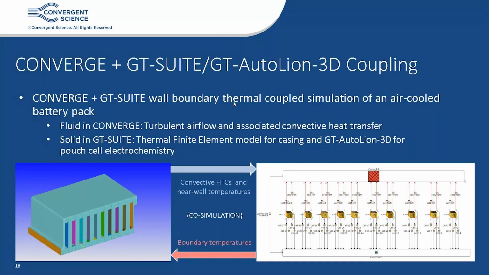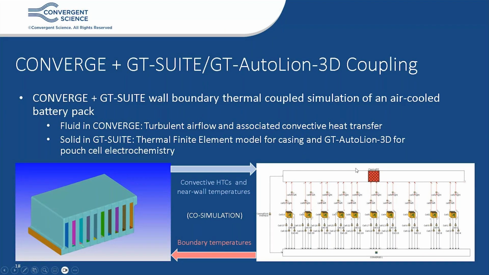CONVERGE can also easily couple with GT-SUITE and GT-AutoLion 3D in order to evaluate wall boundary thermal effects and conduct CHT simulations for battery packs. In this CHT coupling approach, the fluid is solved within CONVERGE. You solve the complex turbulent airflow within CONVERGE and associated convective heat transfer. Those heat transfer coefficients are provided to the GT-SUITE model, which can be a system level model for the entire battery pack. Those HTCs are mapped onto the GT solids, and the GT model will solve for solid temperatures.